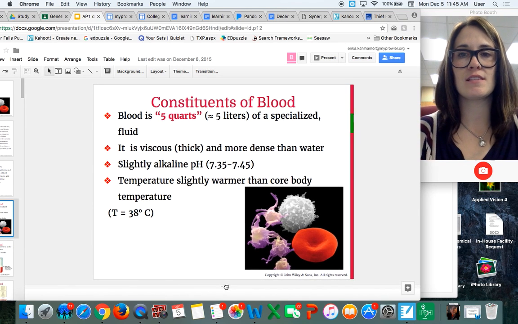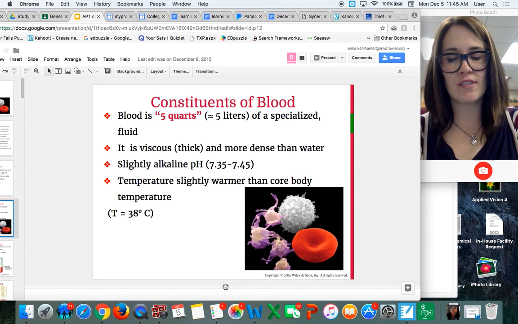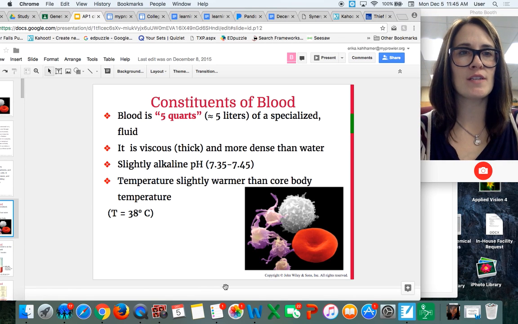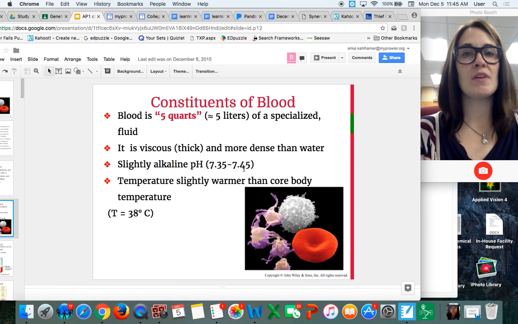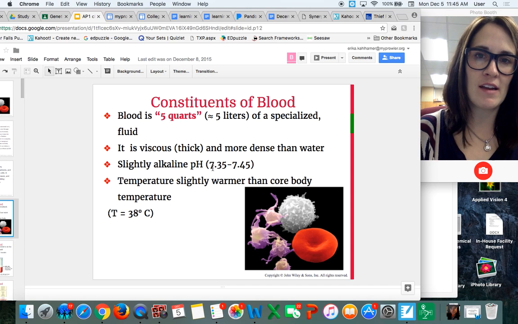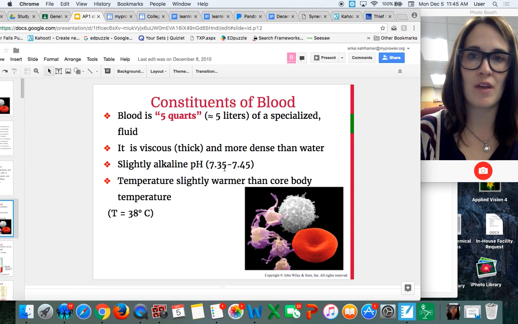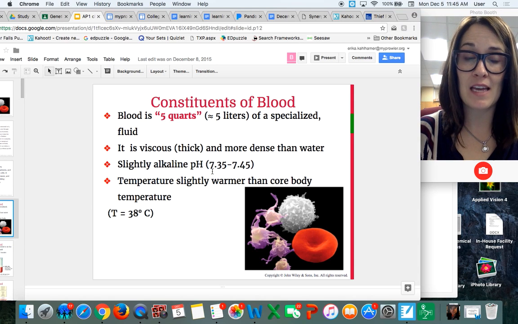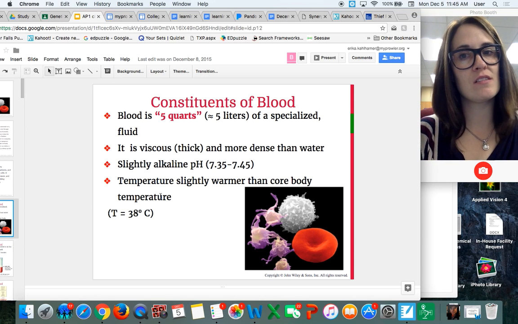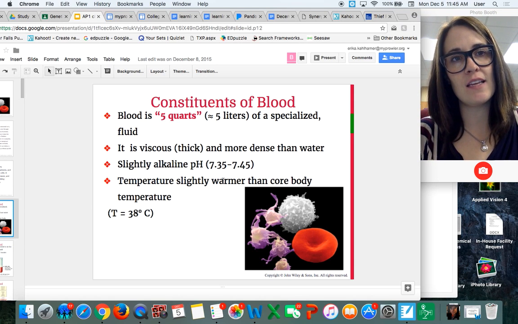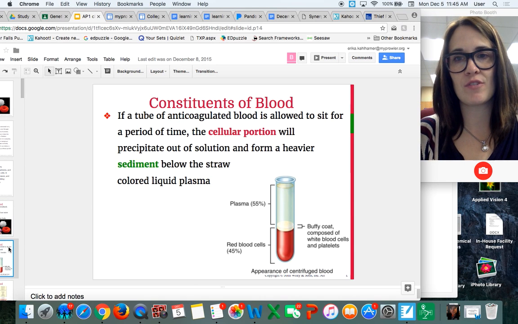Blood is viscous. It resists flow a little bit. It's thicker. It's more dense than water. The pH of the blood is a little bit alkaline. It's between 7.35 and 7.45. That's the pH of the blood, and that needs to be maintained. The temperature of the blood is slightly warmer than your core body temperature.